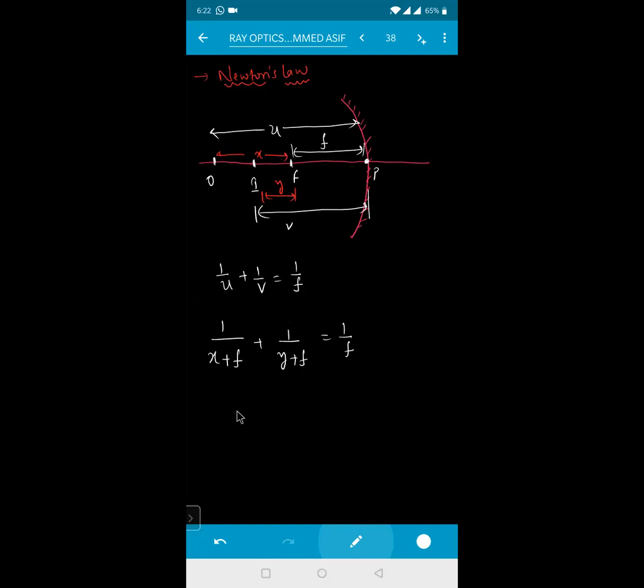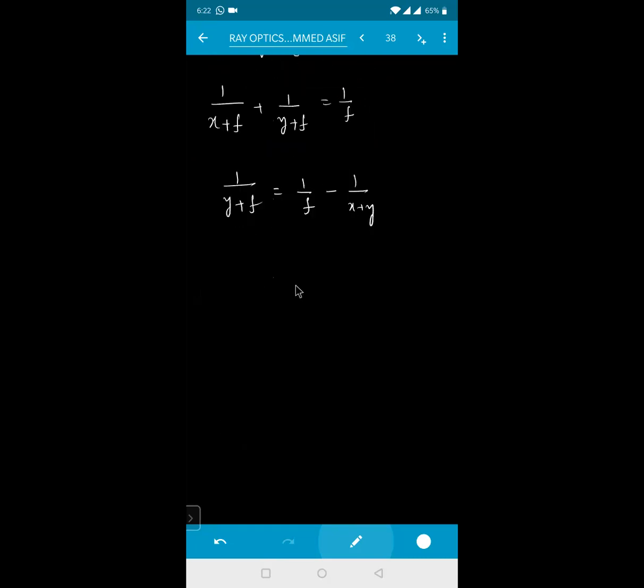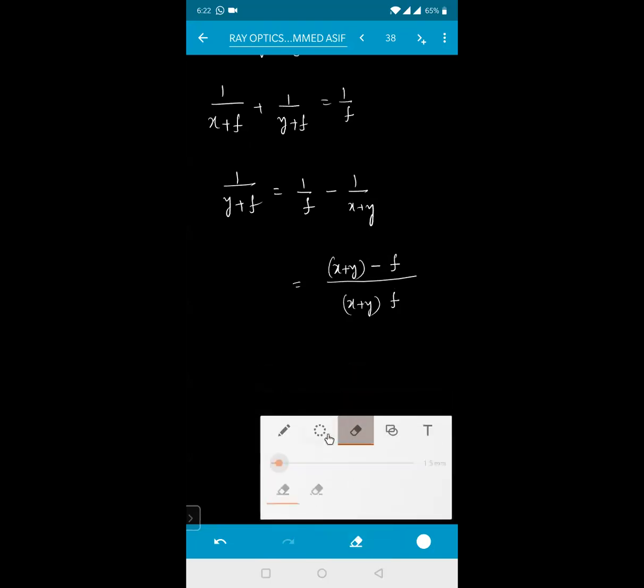So if I bring this one out, this will be 1 by y plus f is equal to 1 by f minus 1 by x plus f. So if I take the LCM for this one, see what will be the LCM: x plus f into f. So this will become x plus f, and here this will become minus x. Yes, this will be x plus f, sorry. So this is x plus f.